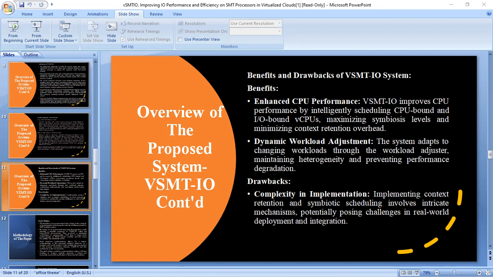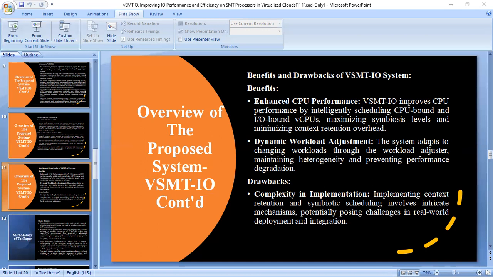The methodology of the paper. Study design. The research adopts an experimental study design, a crucial choice for addressing the complex challenges presented by SMT-enabled systems. This approach involves the engineering of a tangible prototype of vSMT-IO within the Linux/KVM environment. The implementation requires substantial modifications, encompassing around 1,300 lines of source code, with a primary focus on the KVM kernel modules and the Linux completely fair scheduler, CFS.